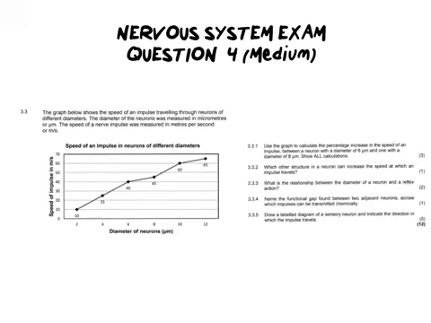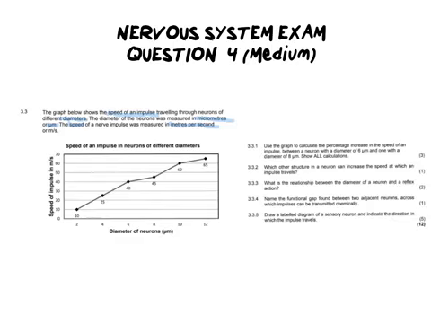So it says the graph below shows the speed of an impulse traveling through neurons of different diameters, diameters meaning widths. Now, the diameter of the neuron was measured in micrometers, and the speed of the impulse of a nerve was measured in meters per second. And so we have a graph there showing us what's happening.